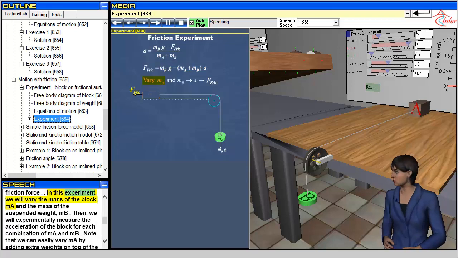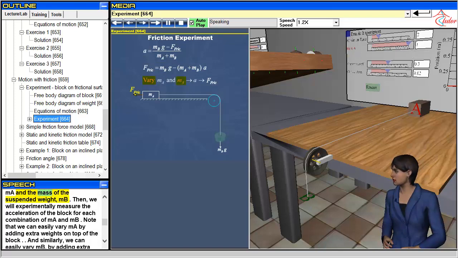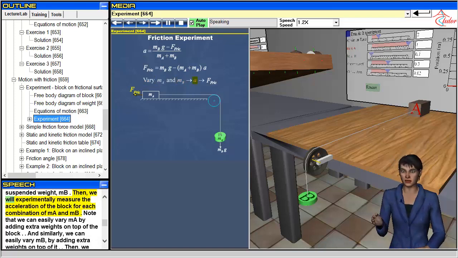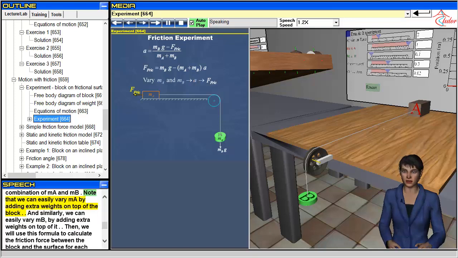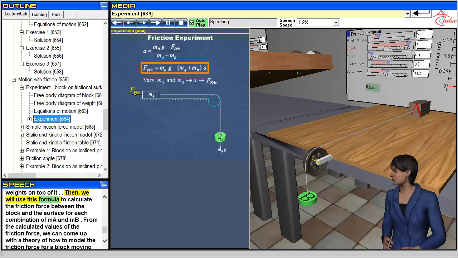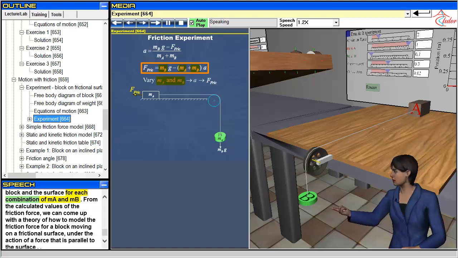Thus, if we know Ma, mb and the acceleration, then we can use this formula to find the friction force. In this experiment, we will vary the mass of the block, Ma, and the mass of the suspended weight, mb. Then, we will experimentally measure the acceleration of the block for each combination of Ma and mb. Note that we can easily vary Ma by adding extra weights on top of the block. And similarly, we can easily vary mb by adding extra weights on top of it.